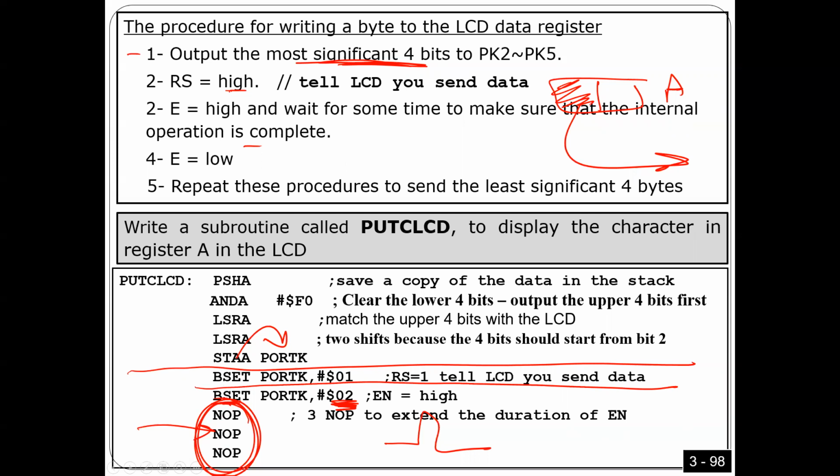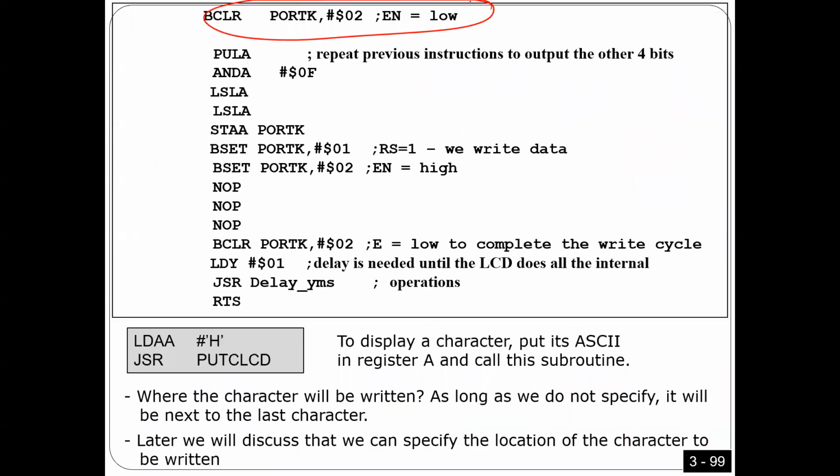Okay. So here, I'm going to make the enable high. I'm going to wait for some time, then I'm going to bring it low. This command. Okay, guys. Any questions? Now I finished half of the work, right? Now I'm going to repeat again, but this time I want to send the least significant 4 bits.